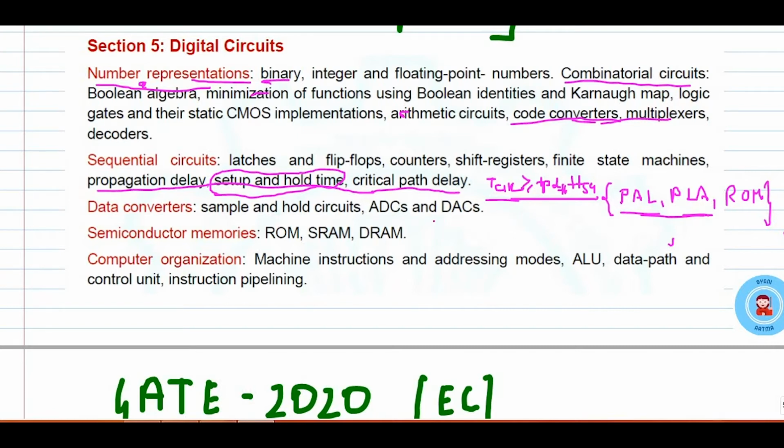Then there is a sample and hold circuit, a simple op-amp based circuit, to convert an analog signal into a discrete signal. An ADC and a DAC, which anyways you should study.